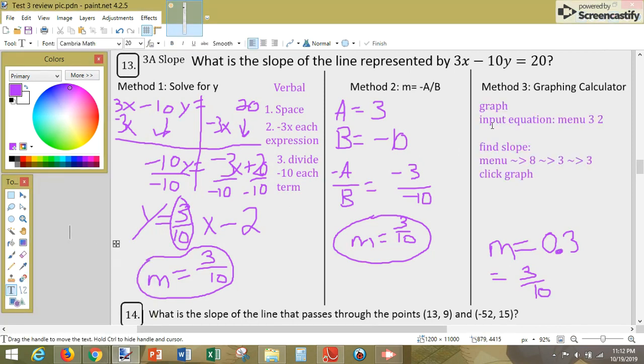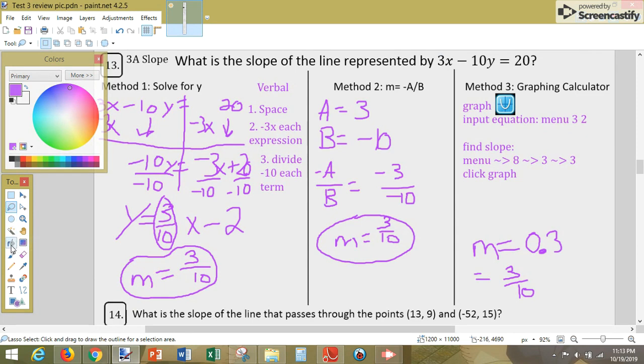So here's the steps. Let's review them again. You press graph, input the equation, menu 3, 2, and then after you graph your equation, to find the slope, you press menu, 8, 3, 3. Click graph, and then click off of the graph to be able to see your number.